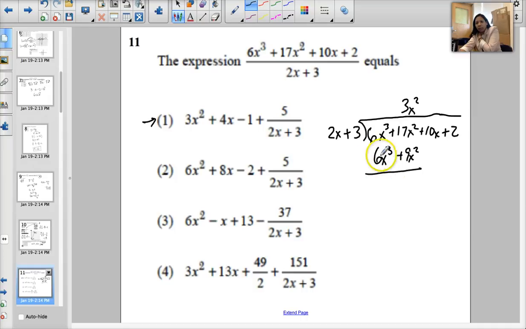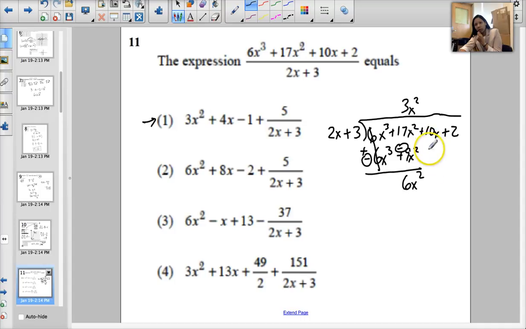Next step is I'm going to subtract. After I multiply, I subtract. When I subtract, I change my signs. So that's going to be negative, that's going to be negative. I usually circle it. And then this changes into addition. These cancel each other out, and I'm left with 17 minus 9, which is equal to 8x squared.